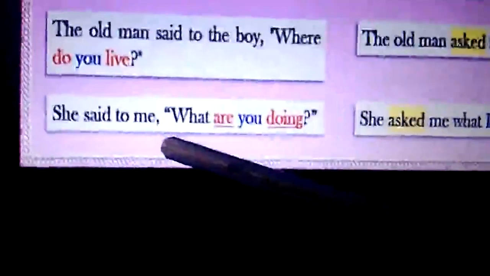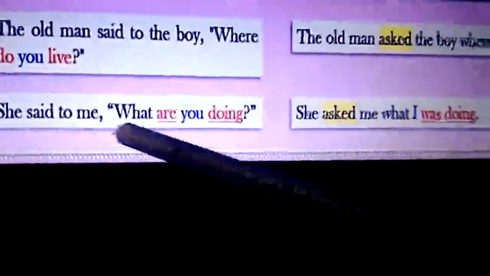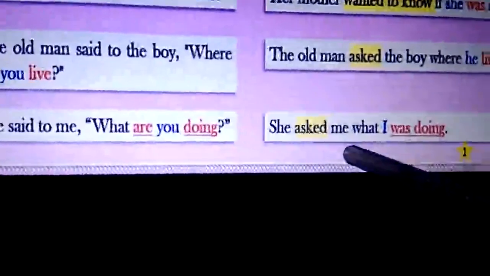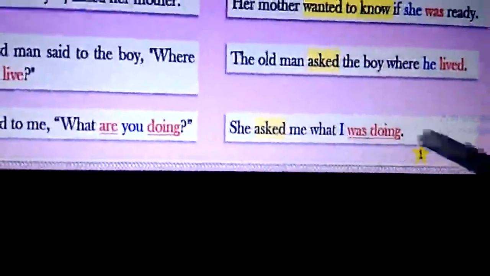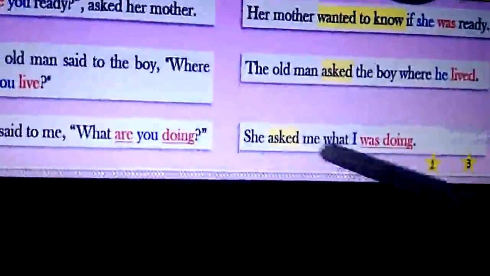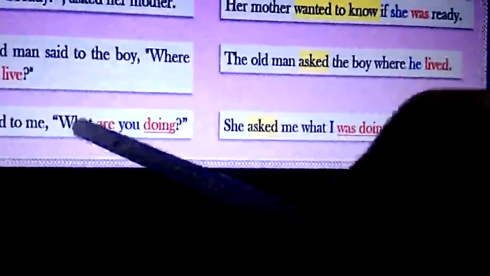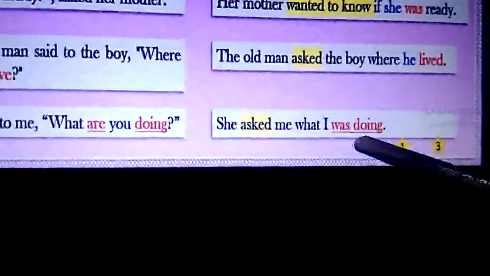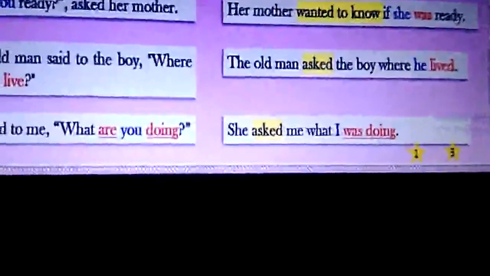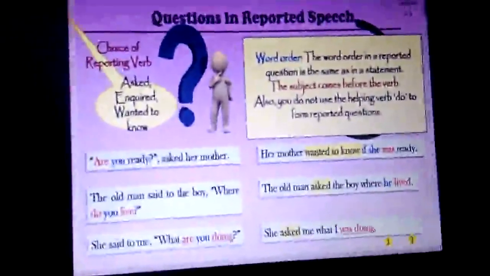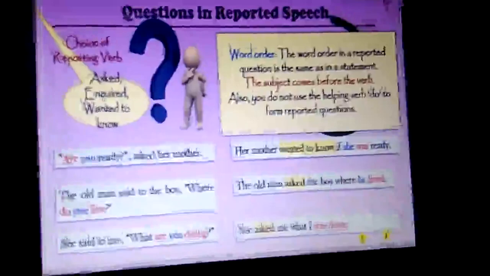Now, she said to me, "What are you doing?" Here, this is one more question. She asked me what I was doing. This question started with a question word, so as it is we are writing what, there is no change in this particular word. We have used the same word and changed the rest to I was doing. Here, what are you doing is a question. What I was doing is a statement. Of course, we'll discuss it in depth in the next slide. These are some examples which we can notice regarding these interrogative sentences.